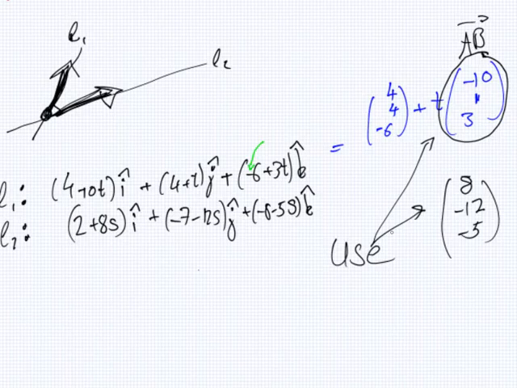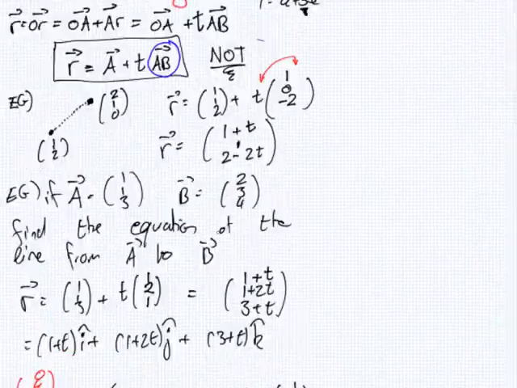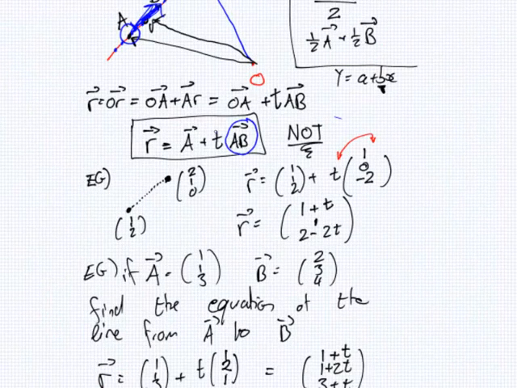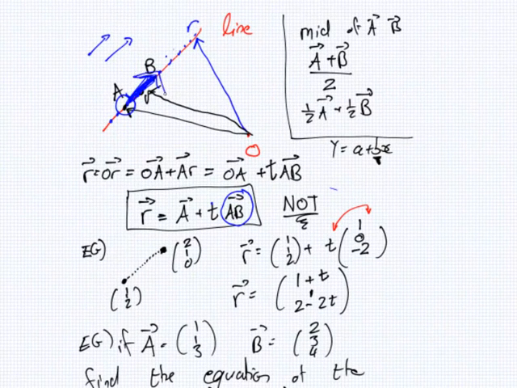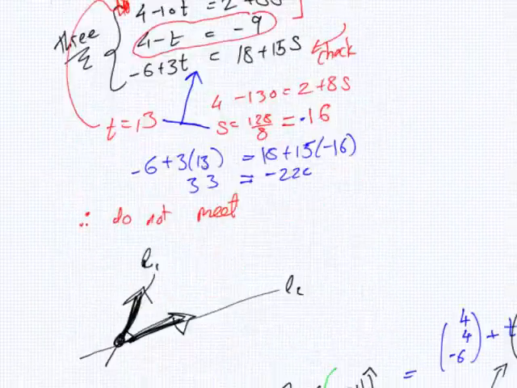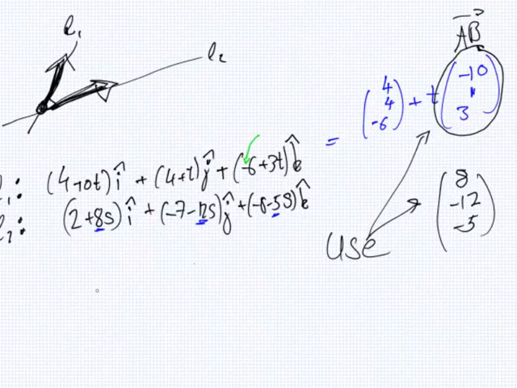How did you get 8, minus 12, minus 5? The coefficients of S. It's the numbers in front of the S. If you go back to the formula, the numbers in front of the T or the S, that's AB. AB is the vector that's on the line, pointing where the line is pointing. What are we going to use them for? We can use these two vectors in the formula for the angle.